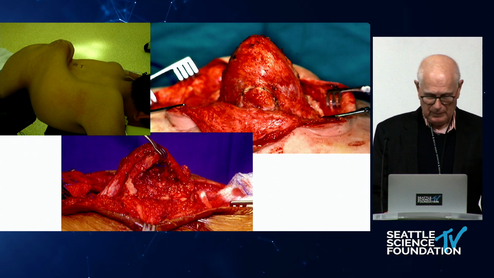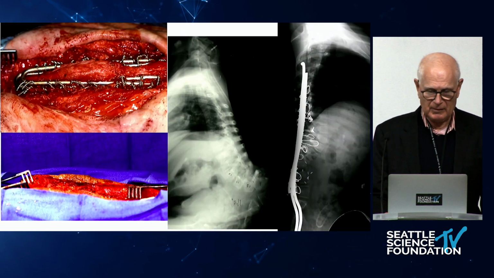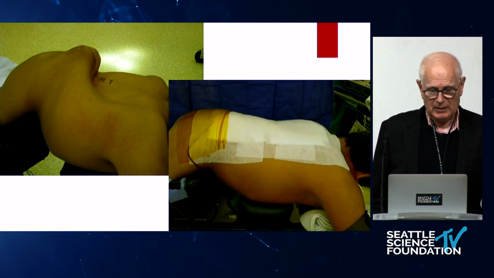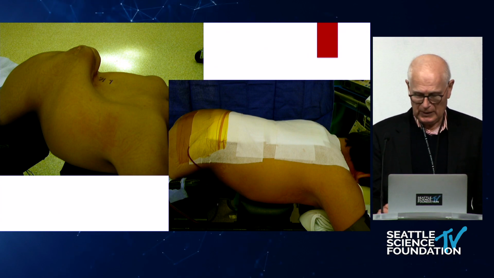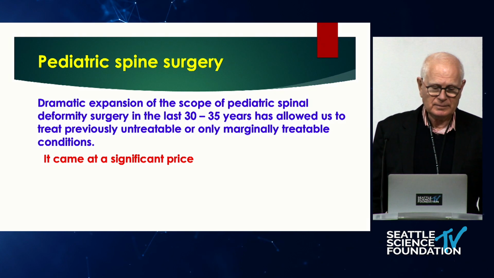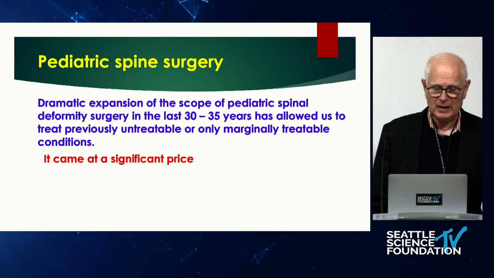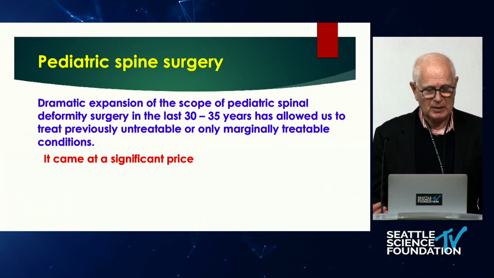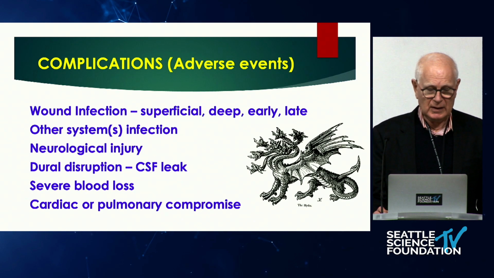The child has a gibbous secondary to myelodysplasia. You can see with the exposure, you can work right around the spine, and you can actually make a difference in a child's life, correcting that type of deformity. It is really the dramatic expansion of the scope of pediatric spinal deformity surgery in the last 30 years or so which has allowed us to treat previously untreatable or only marginally treatable conditions. However, it did come at a significant price.